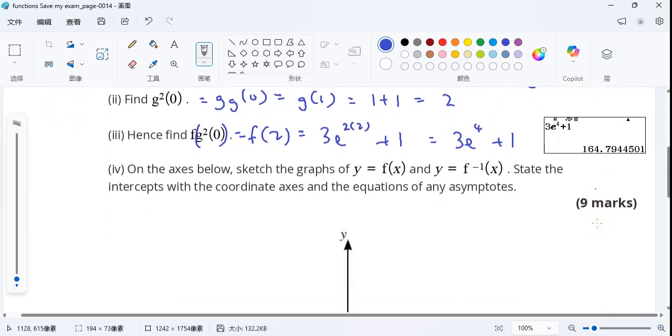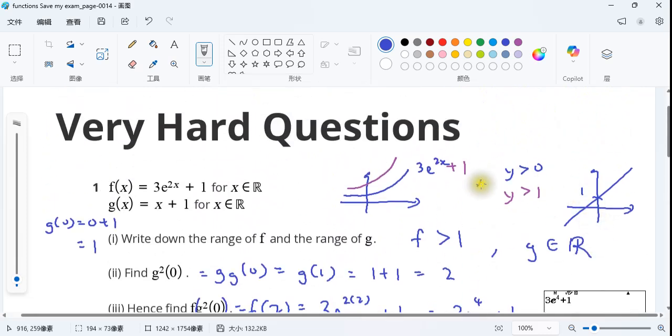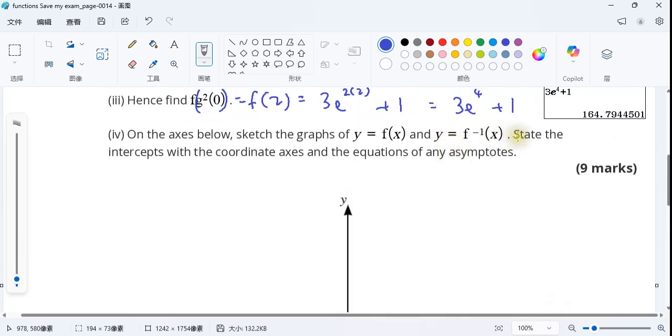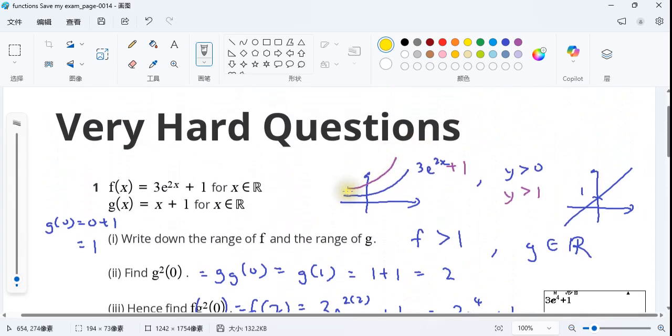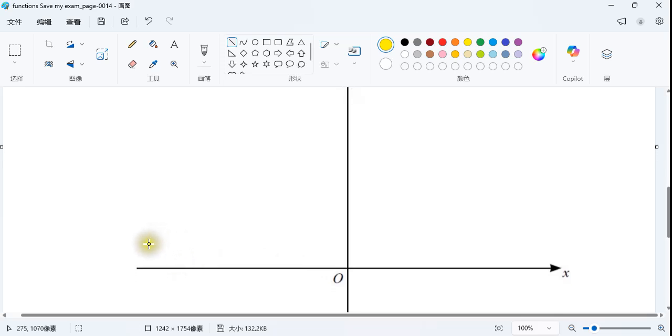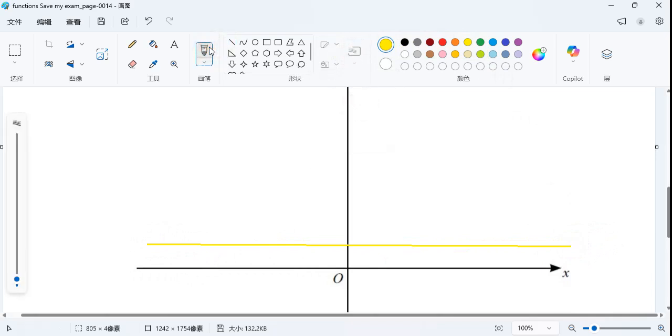On the axis below, sketch the graph of y equal to f(x). y equal to f(x) will be this. And then the inverse, state the intercepts with the coordinate axes and the equation of any asymptote. So this one is the asymptote. Okay, so we have 1 here as the asymptote. Then the graph of f(x) is like this. Okay, the exponent will be like this.